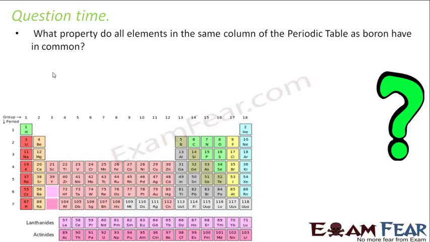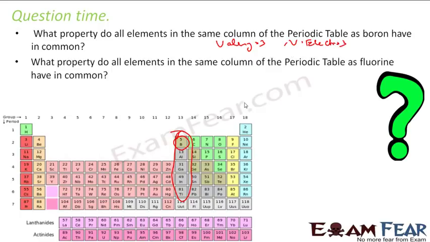What properties do all the elements in the same column of the periodic table as boron have in common? So I have this boron. I'm asked about all those in the same column. So if you see, for all these, my valency is 3. In fact, the valence electron count is also 3.